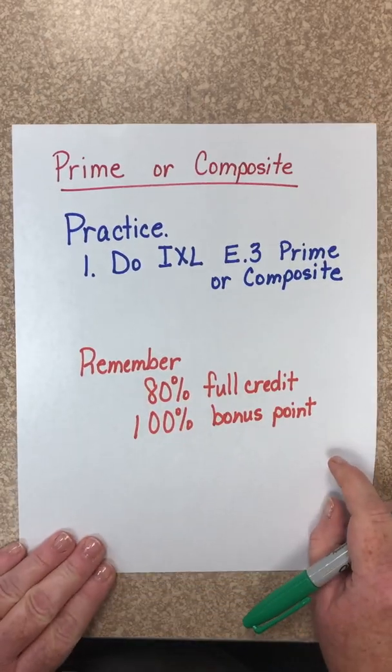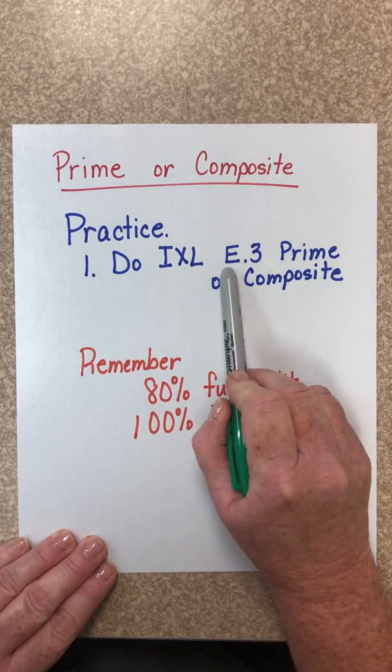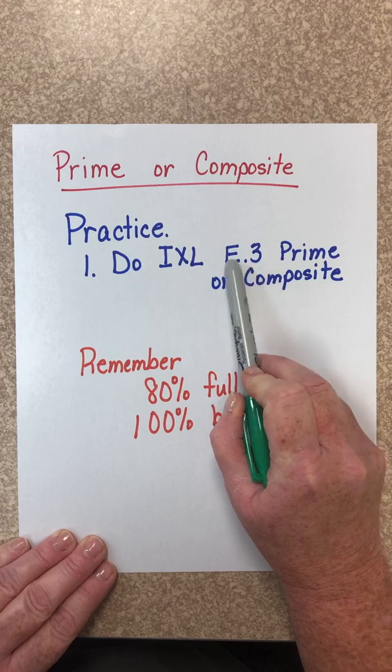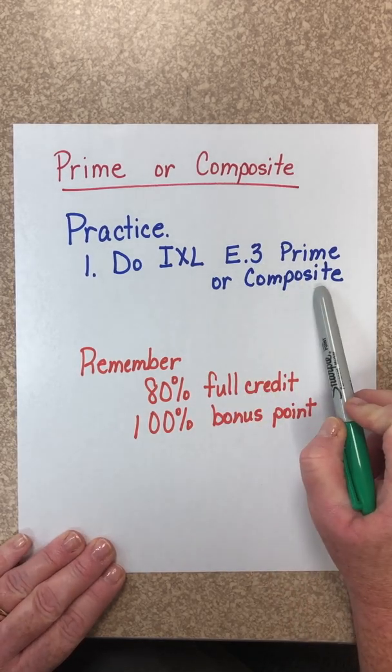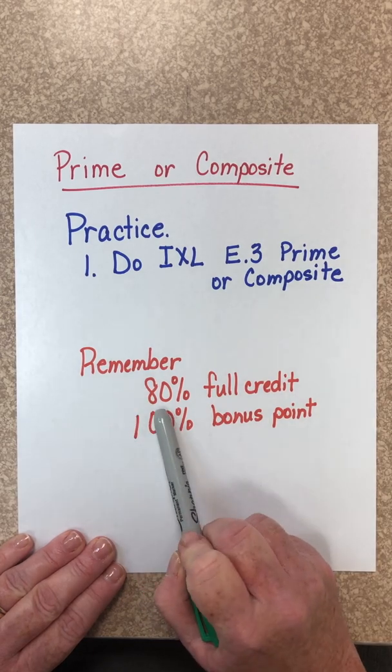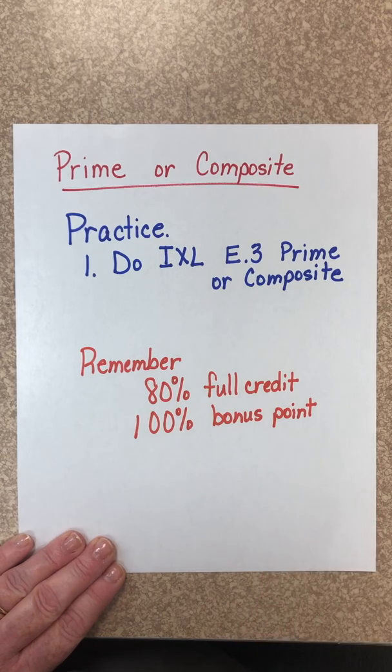All right, let's look at our practice. Please go to IXL 6th grade E.3, and you should see the words prime or composite. Please remember, I want you to work to 80% to get full credit, and 100% will get you a bonus point.